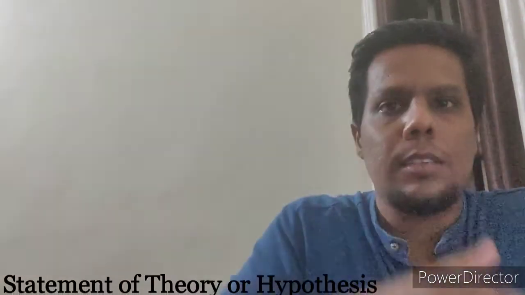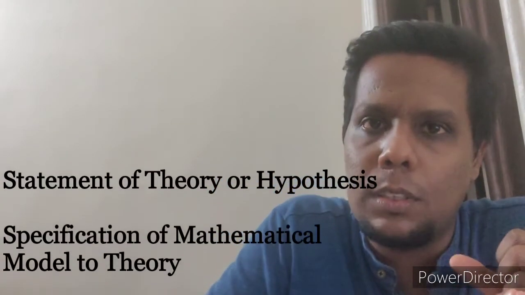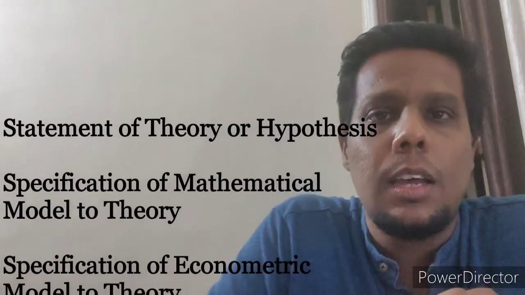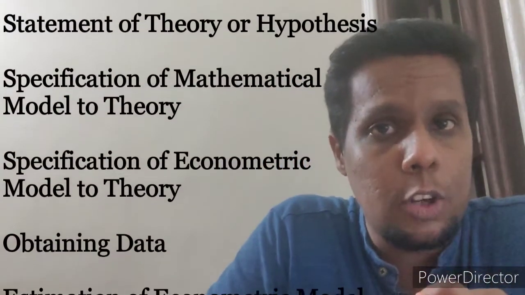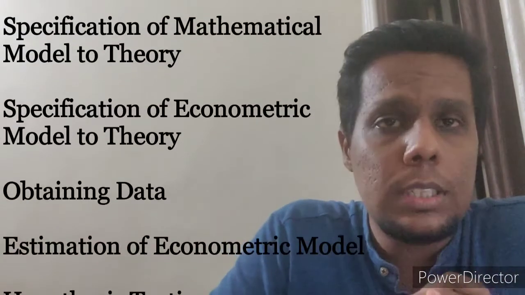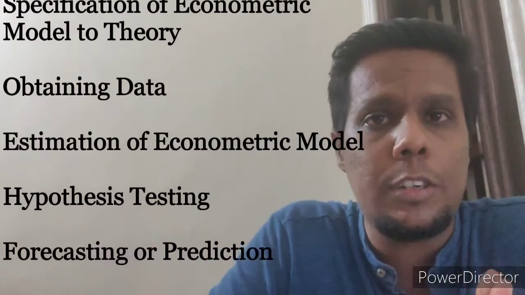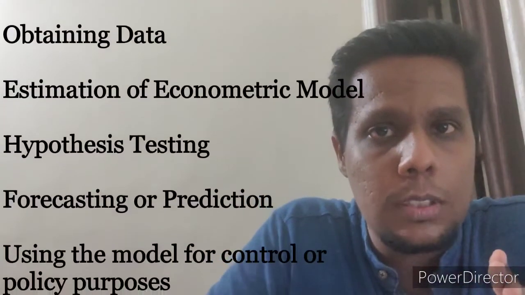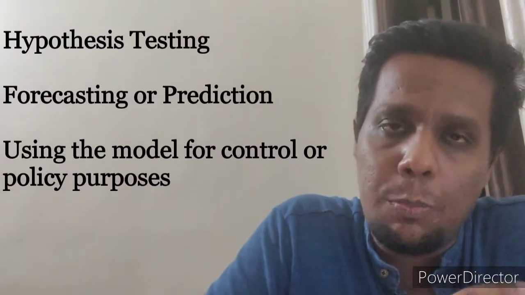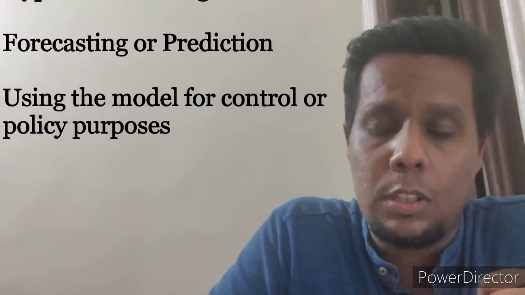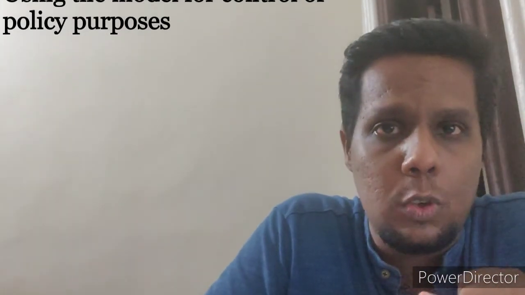I'll repeat the steps in methodology once again. The first step was statement of theory or hypothesis, and the second step was specification of mathematical model. The third step was specification of econometric model, and the fourth step was obtaining the data, and the fifth step was estimation of the econometric model. The sixth step was hypothesis testing. The seventh step was forecasting or prediction, and the last step was using the model for policy or control purposes.